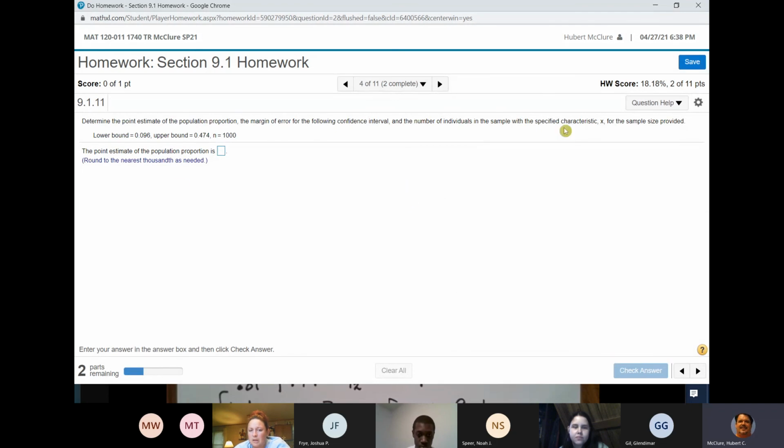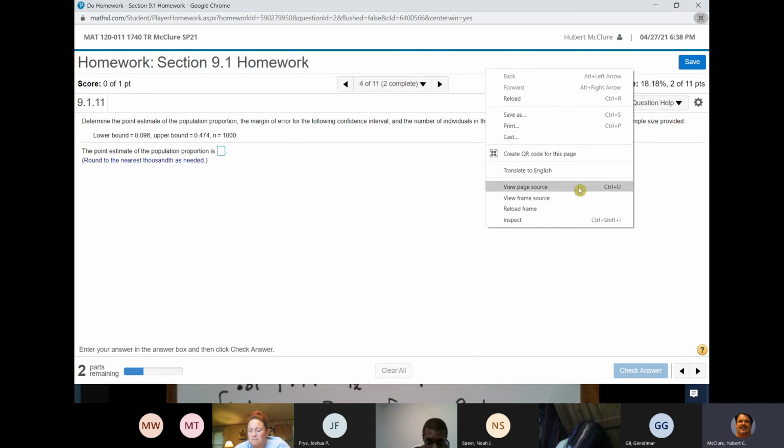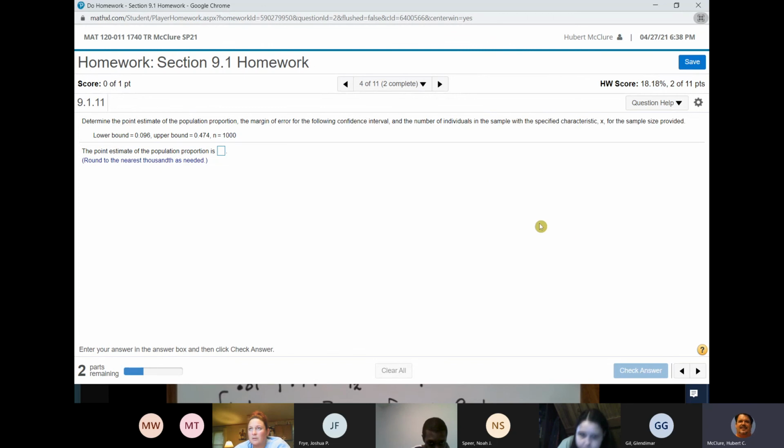All right, write this one down, and it won't let me. Let me see if I can blow it up here. No, it won't let me. I don't know why I can't blow these up for y'all. It won't let me do anything. All right, write it down. It says, determine the point estimate, the margin of error, and the confidence interval for the following numbers. That's basically what it says.